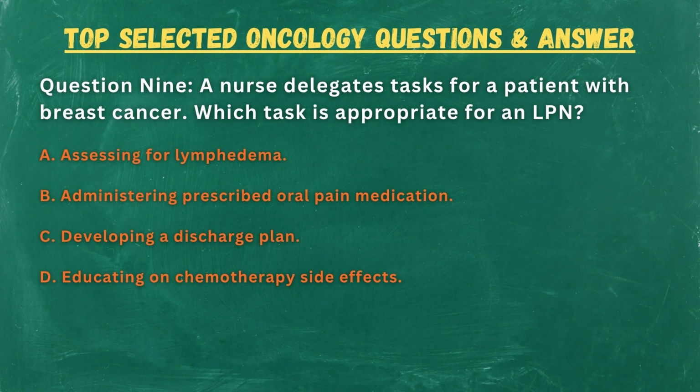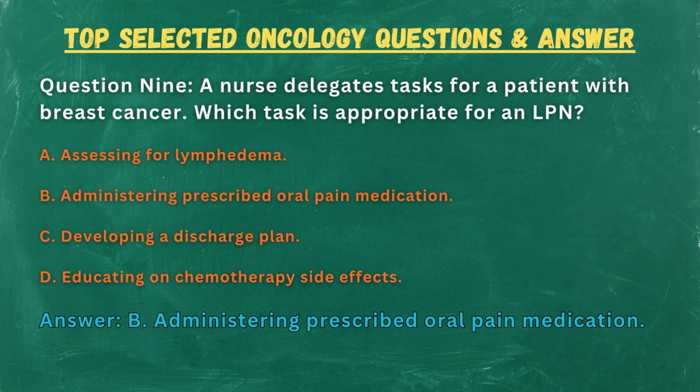Question 9. A nurse delegates tasks for a patient with breast cancer. Which task is appropriate for an LPN? A. Assessing for lymphedema. B. Administering prescribed oral pain medication. C. Developing a discharge plan. D. Educating on chemotherapy side effects. Answer. B. Administering prescribed oral pain medication.